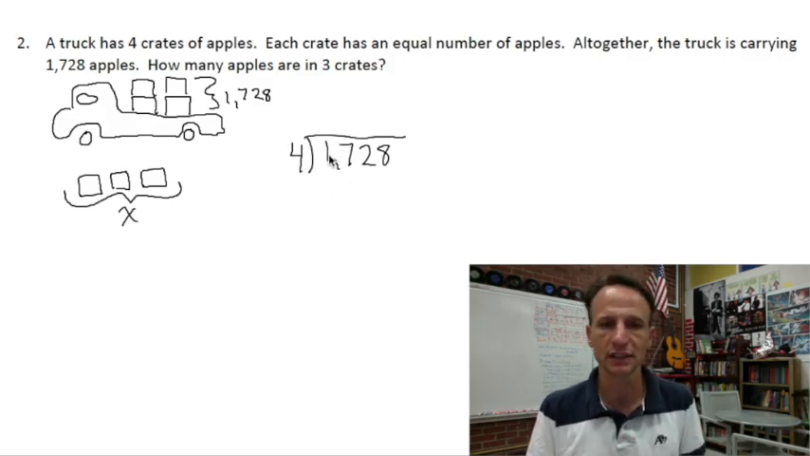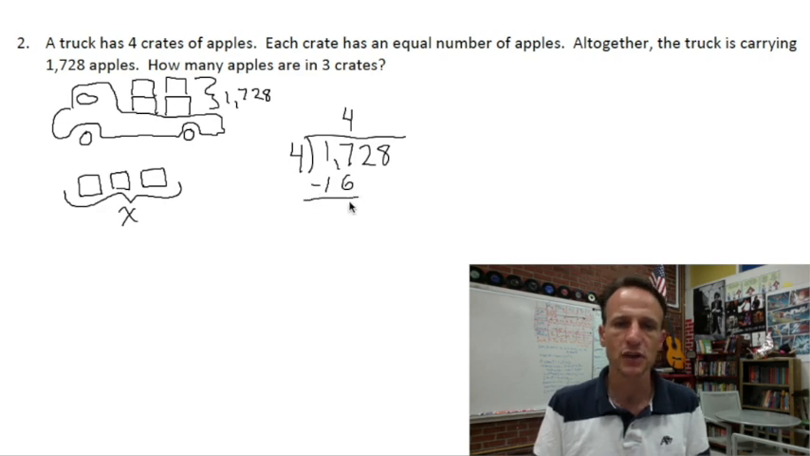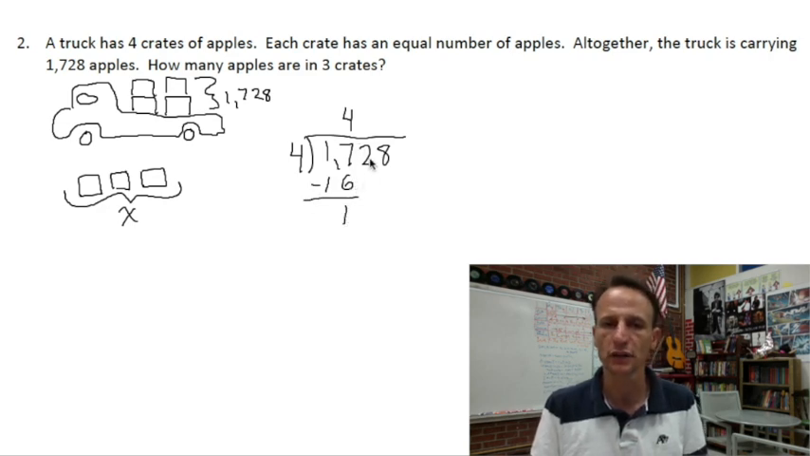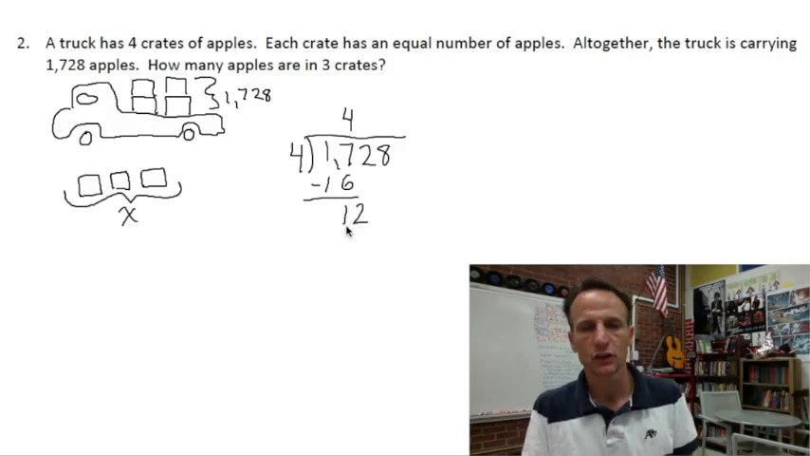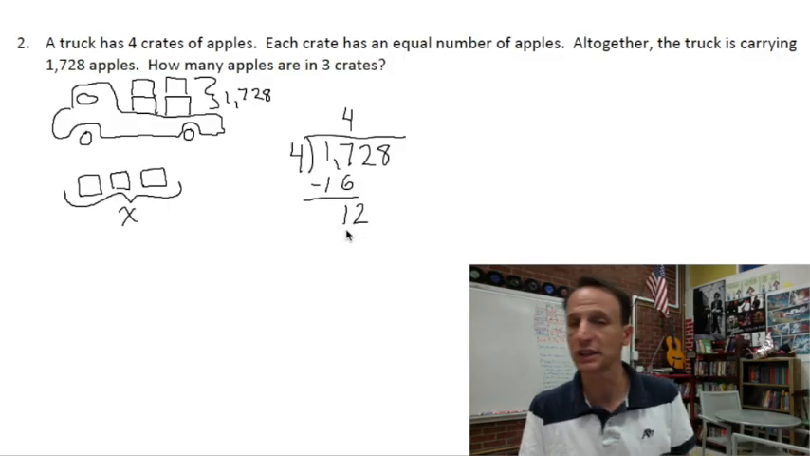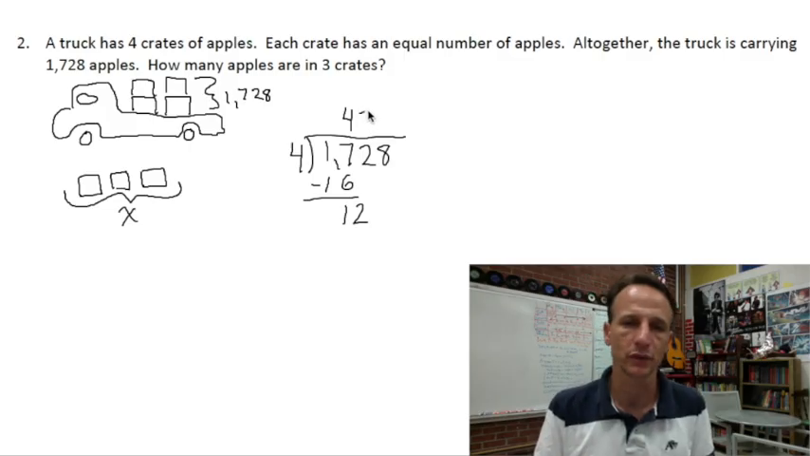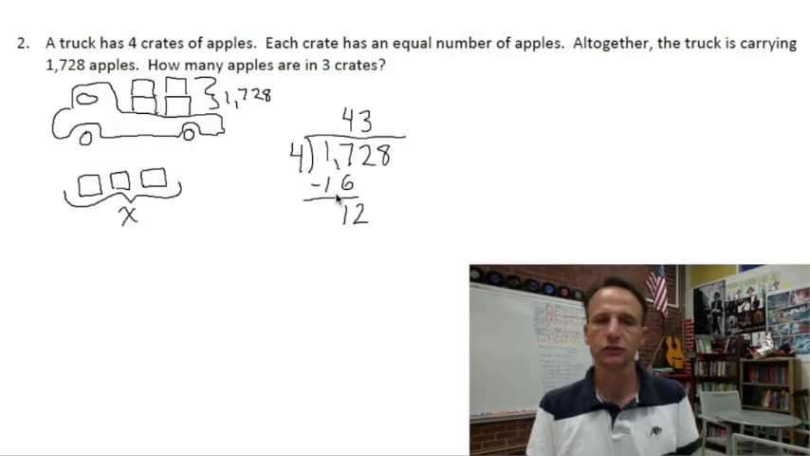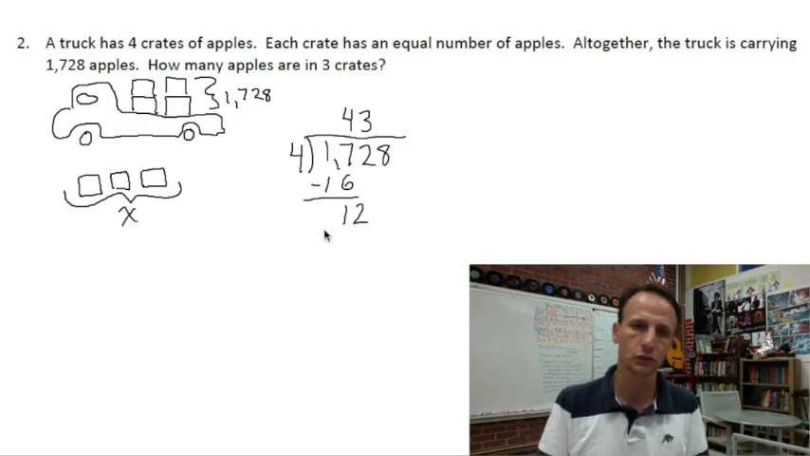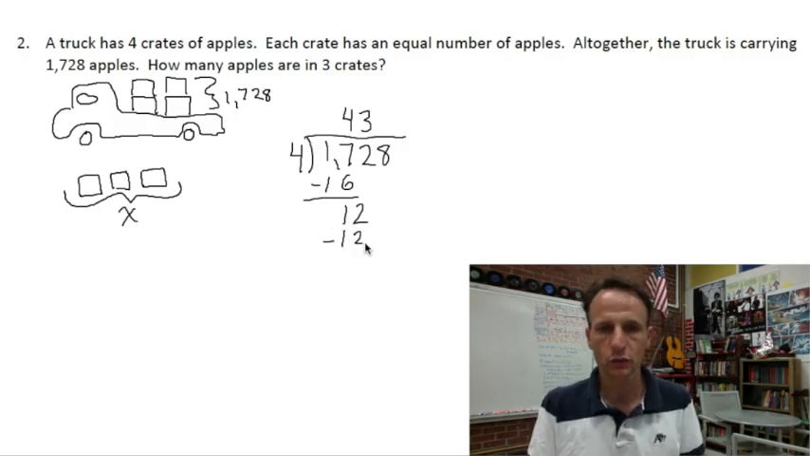How many 4s in 17? 4, 8, 12, 16. Yep, there are 4, because 4 times 4 is 16. As we just said, skip counting. When we subtract, we're left with 1, which is 100, but we still have tens, 2 tens to be exact. So let's look at this as 12 tens. How many 4s in 12? 4, 8, 12. Yep, there we go. There are 3 4s in 12, because 3 times 4 is 12.